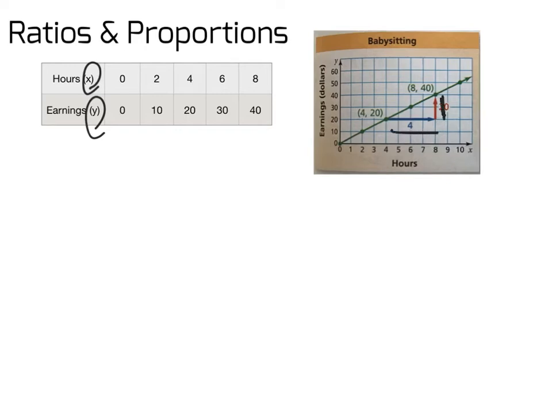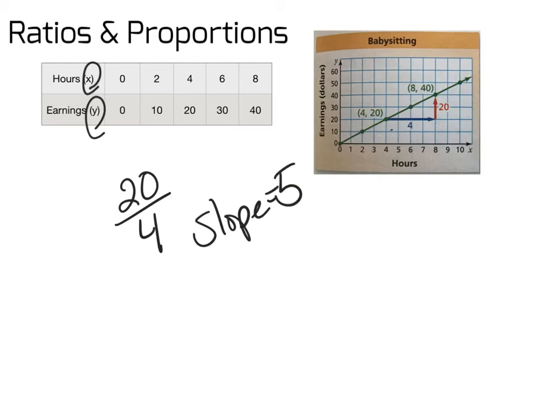So if I would write that, I'm going to write my rise, which is 20 over 4. Now if I can simplify that, do. So really, my slope is 5, because 20 divided by 4 is 5. So my slope is 5. But what does that mean, my slope is 5? So let's talk about interpreting the data.